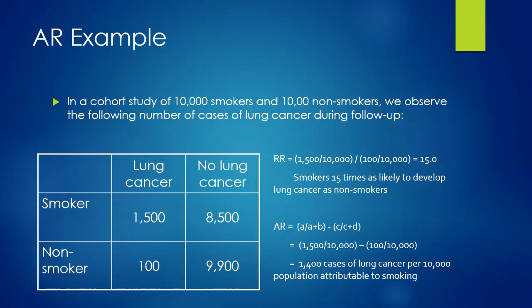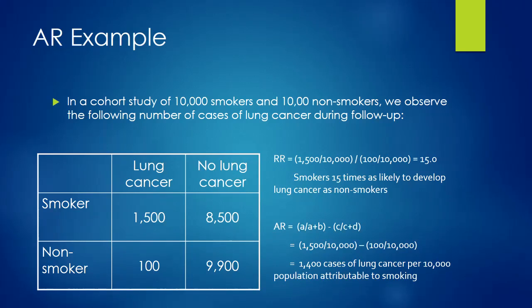Here's an example from a cohort study. We can only use attributable risk in cohort studies since it relies on calculating incidence. But if we had 10,000 smokers and 10,000 non-smokers, so 10,000 exposed and 10,000 unexposed people in our cohort study, and we followed them up over time and identified 1,500 cases of lung cancer in the smokers and 100 cases of lung cancer in the non-smokers, we would just subtract the two. So 1,500 out of 10,000 minus 100 out of 10,000.